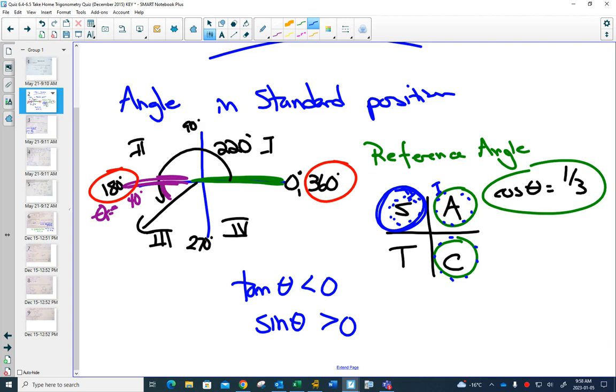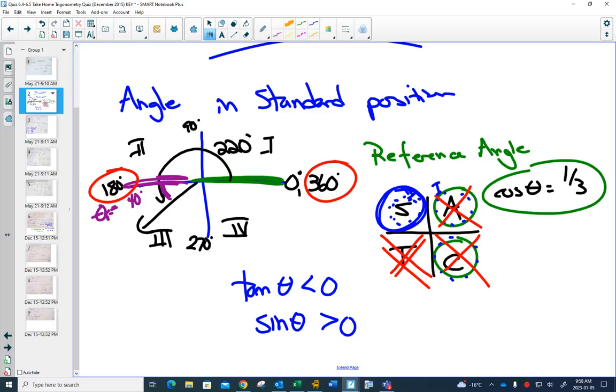Sometimes it's easier if you x things out. So sine being positive means you would x those two out. And tan being negative means you would x those two out. And then the only one that would be left would be quadrant 2.